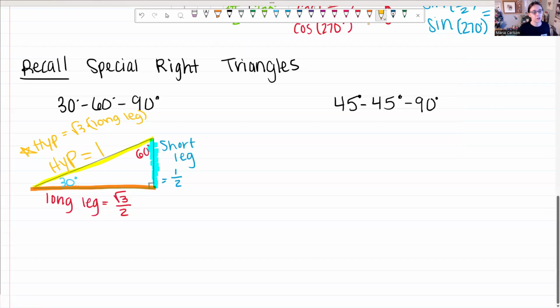And this is something that we actually talked about in an earlier lesson. So this is a 30, 60, 90. And in a 30, 60, 90, the hypotenuse being 1, the short leg then would be 1/2, and the long leg would be square root of 3 over 2.